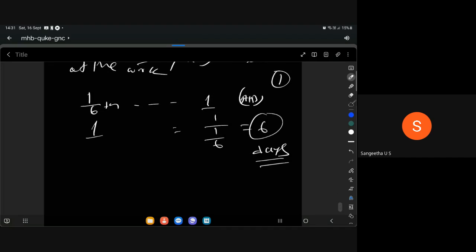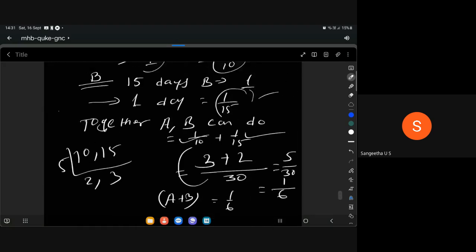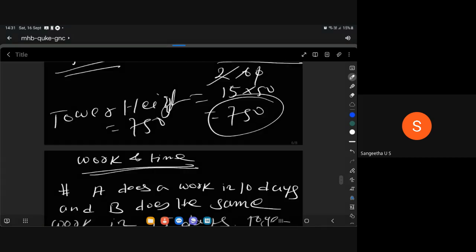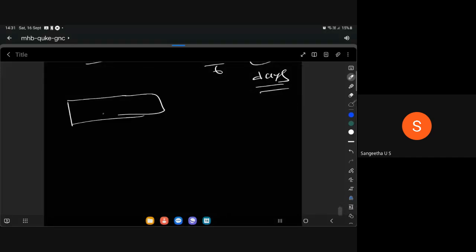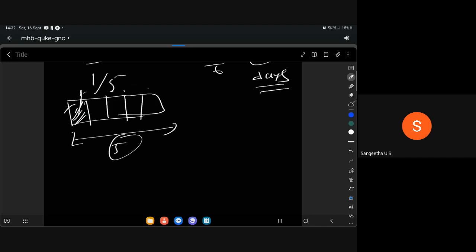Correct? The basic concept: 1/6 of the work can be done in 1 day. It means, like the 5 rooms again, 1/5 of the work you are doing in 1 day, so total work you can do in 5 days. 1, 2, 3, 4, 5. So in 1 day, how much can you do at the same pace? One room out of 5 in 1 day. So 1/5 of the work you are doing in 1 day. So total work can be done in 5 days.